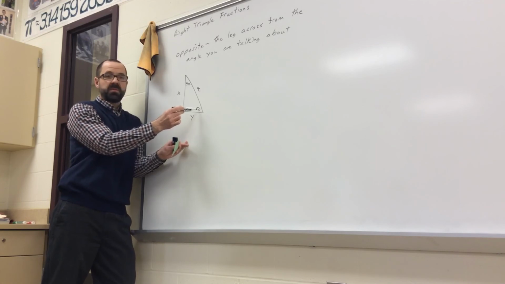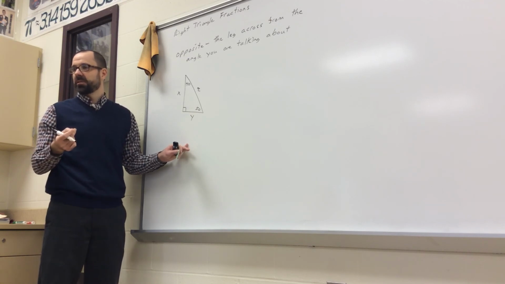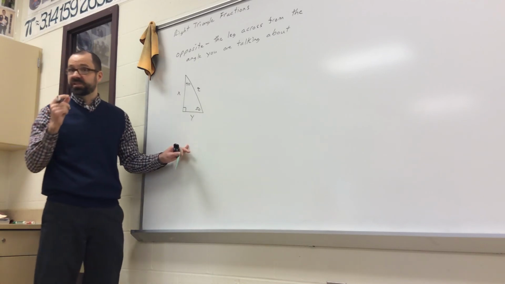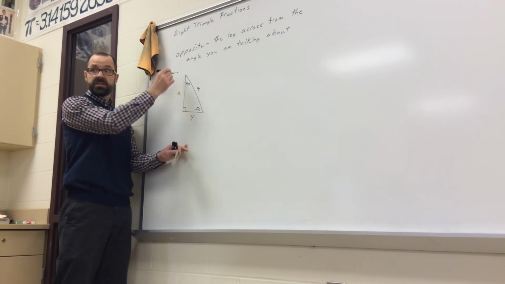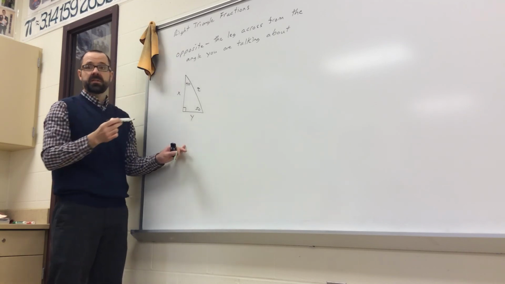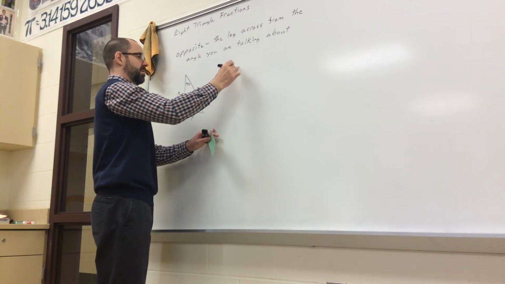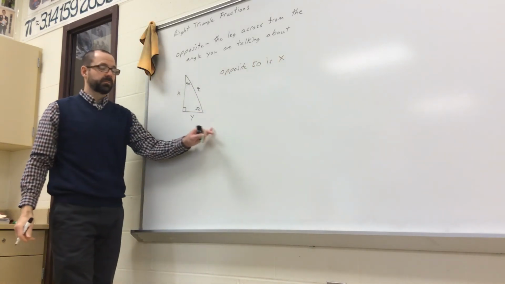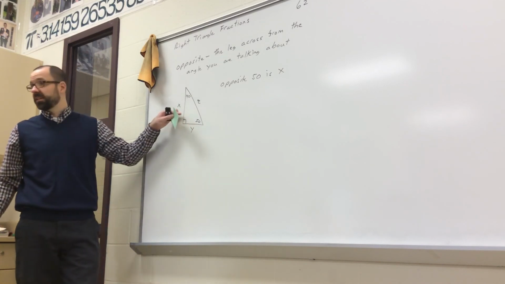Now, in first period, a couple people said 40. The reason that was wrong is 40 is an angle. 40 is across from 50, kind of. But 40 is an angle. We're looking for a side that's across from 50. So the side that's across from 50 is X. You all right with that? So that's the opposite of 50. So opposite 50 is X. Because that's the side that's across from 50.